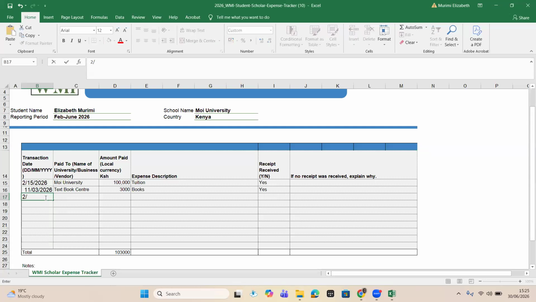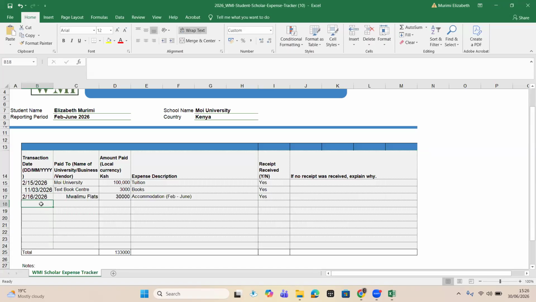Then possibly I paid for my accommodation on the 16th of February. So maybe they're called Moline Flats. Possibly I was paying for 6 months, 5 times 630. Accommodation, February to June, something like that. I have my receipt, yes.